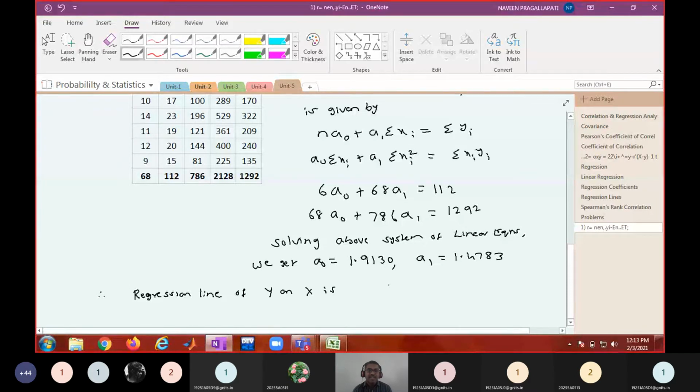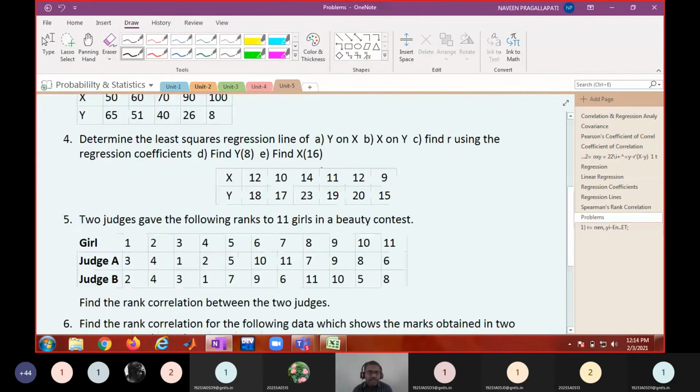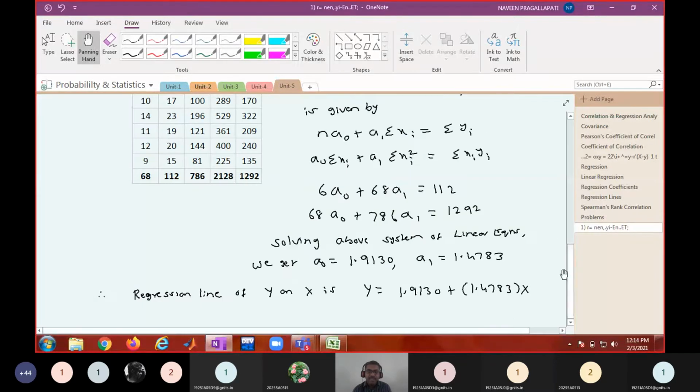The regression line of y on x is y equal to a naught, 1.9130, plus a1 into x, that means 1.4783 into x. Because we have the regression line, we will compute the other one also. In this, you are asked to find y of 8. 8 is not there in this data, so you compute y of 8 using the regression line formula.